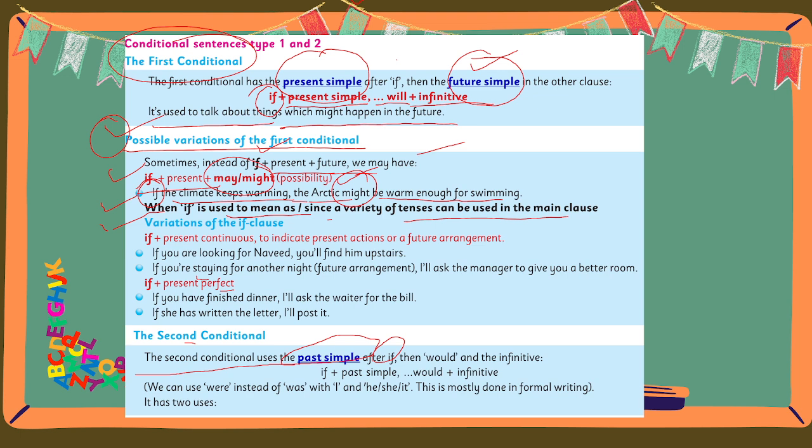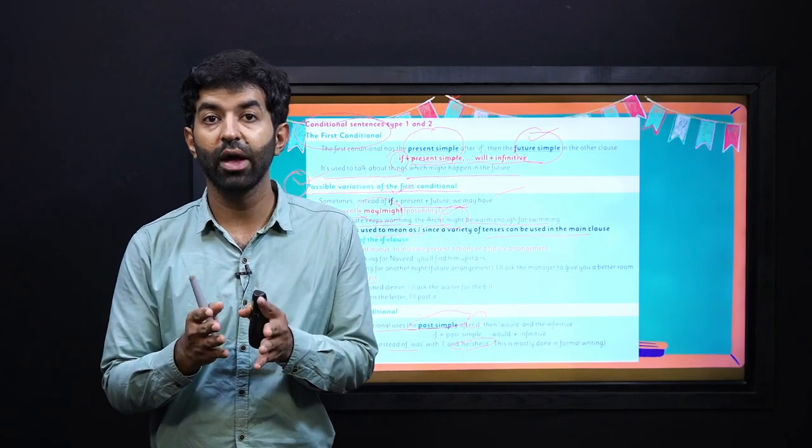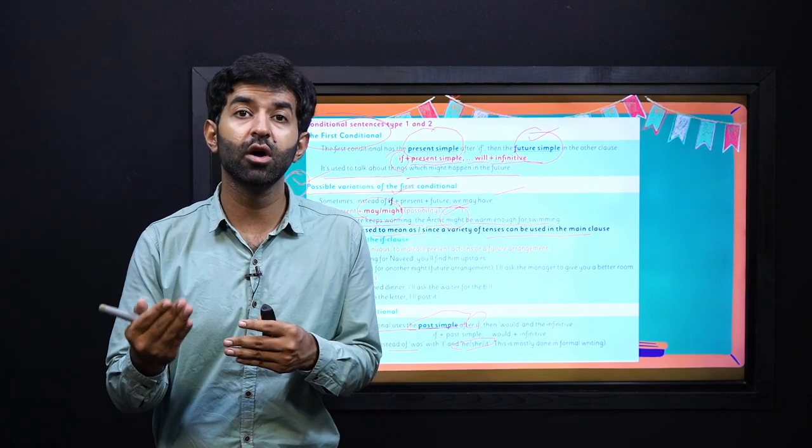We can use were instead of was with I and he or she or it. This is mostly done in formal writing. If I were, not if I was. So you have to, for an exception, use were with I.